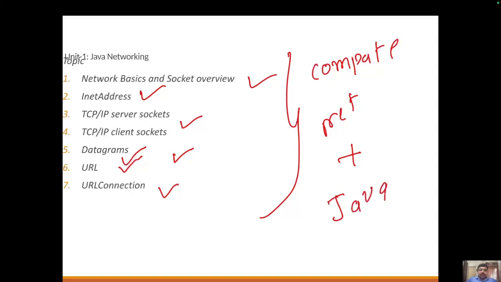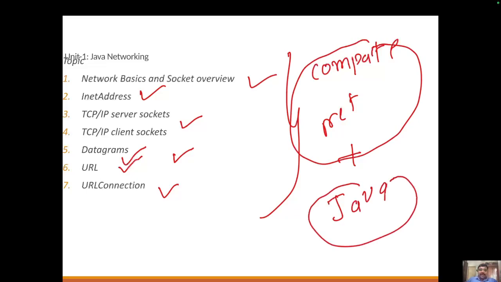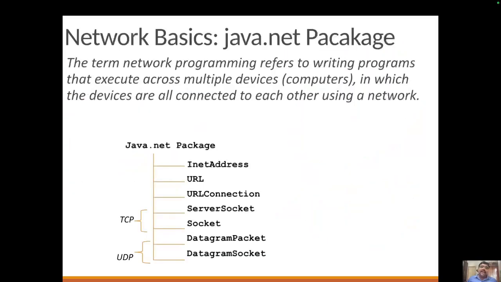In this chapter, we use the computer network concepts and do the programming using Java. That's how we can communicate between two machines. Network is nothing but connecting two devices with each other for communication purposes. So let's start with our first topic, the basics of Java, that is the java.net package.